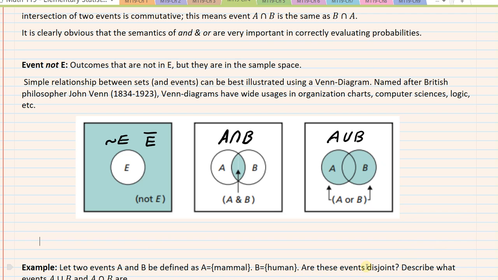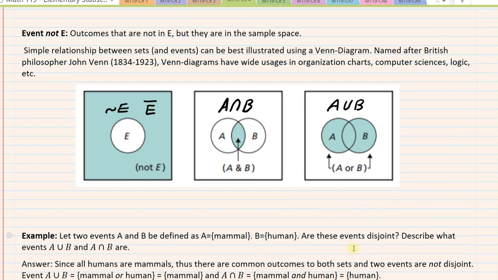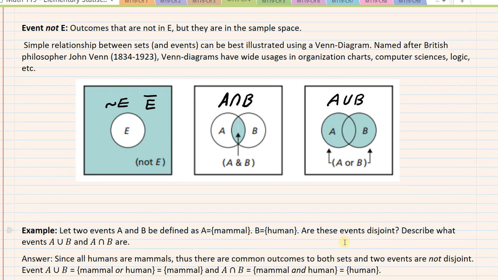So think about this one for a moment. Humans are mammals, but mammals are not humans. The whole category of mammals encompasses a lot of different species. Because all humans are mammals, there is a common outcome to both sets. Therefore the two are not disjoint, because I'm a mammal. The events A union B means those that are A or B. So the union of mammal or human is going to be mammal, because humans are part of that.